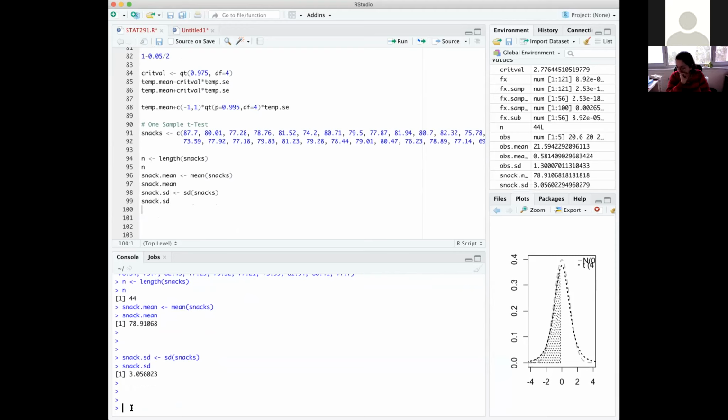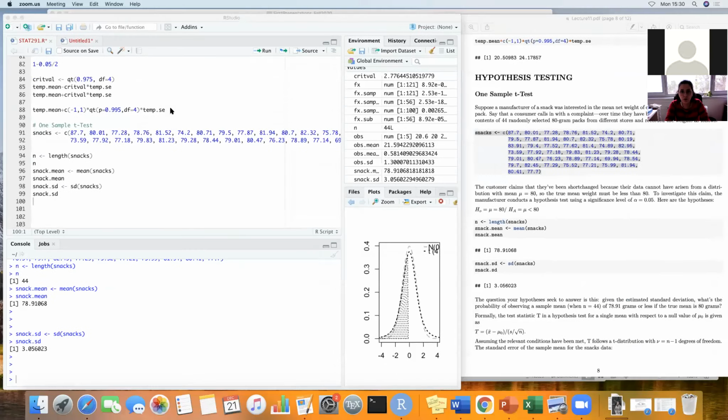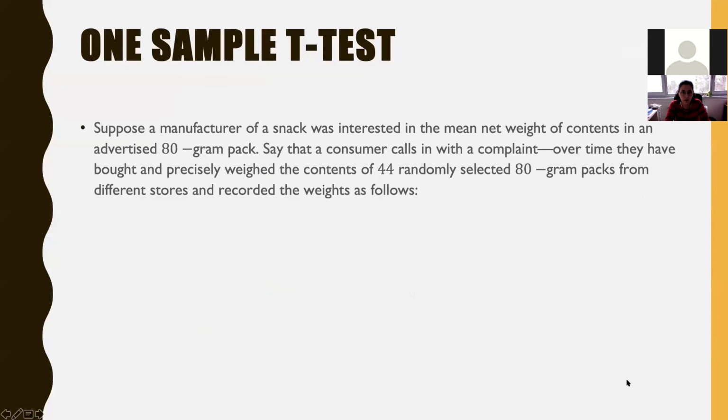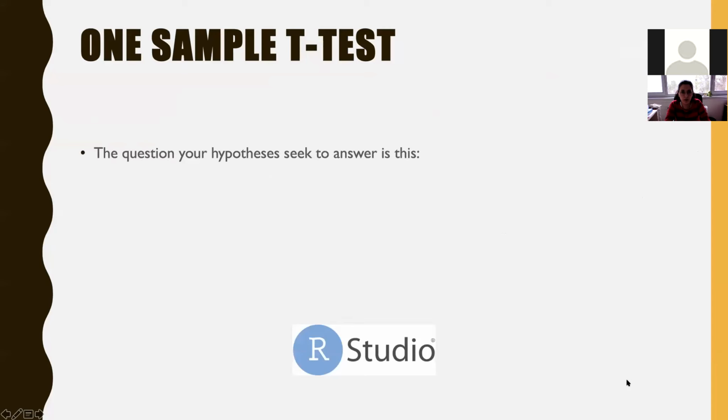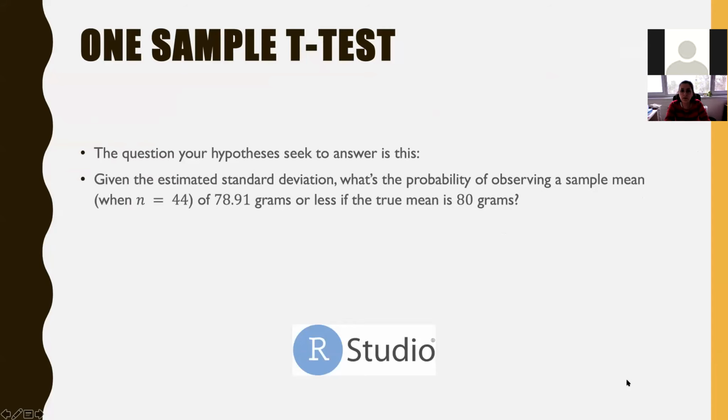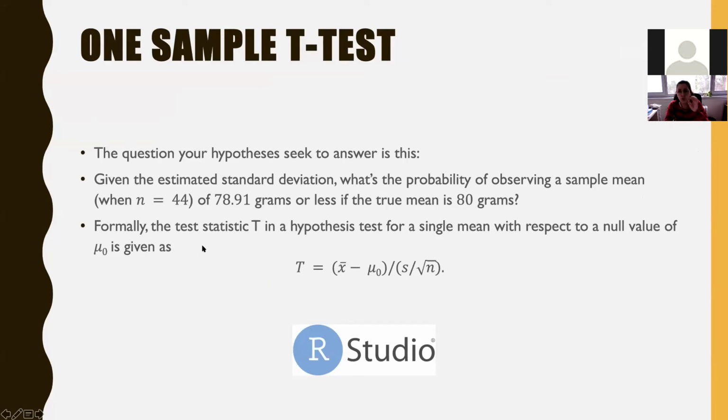So we just write them, and we will see that when we check this one in here, here is what we are looking for: given the estimated standard deviation, what is the probability of observing a sample mean of 78.91 grams or less if the true mean is 80 grams in here, guys, okay? So the formal t-test statistic, you are going to test your hypothesis for a single mean with respect to your null value of mu0 given here. This mu0 is coming from your null hypothesis in here, and here is your X bar you want to check for, okay?